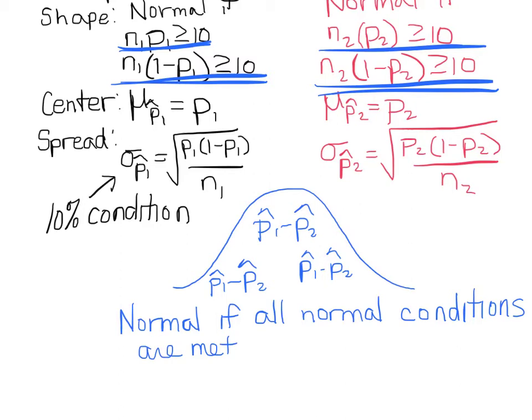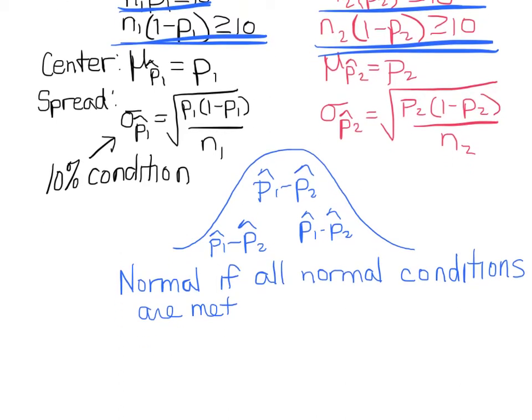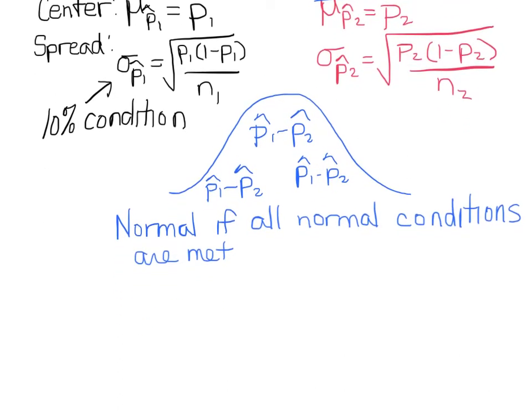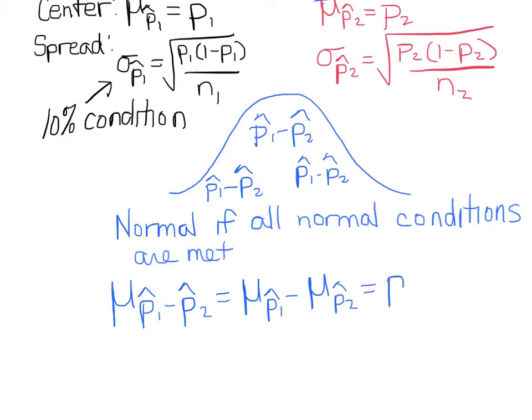Okay, hopefully you remember that when we talked about center, if I wanted to find the mean of 2 variables subtracted from one another, that's just the mean of each one of those subtracted. And since the mean of P hat 1 is just P1, and the mean of P hat 2 is just P2, that's how I find the mean.